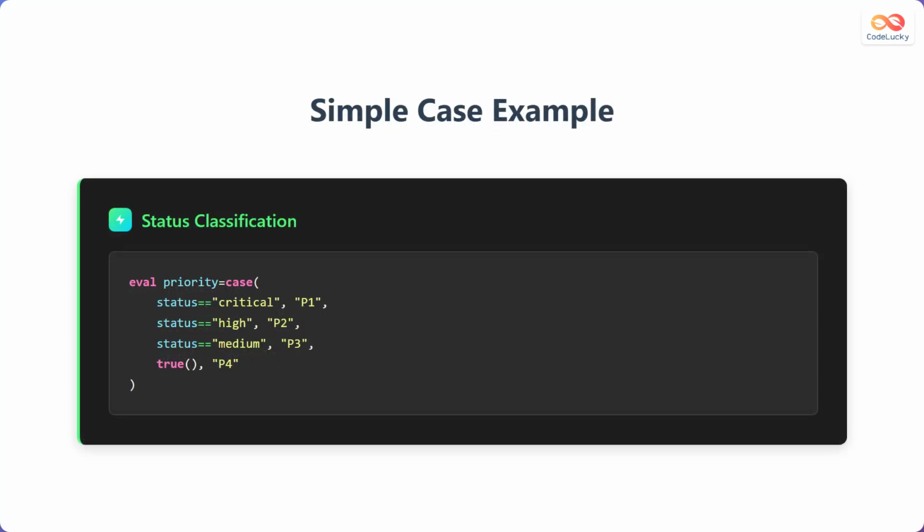Here's a practical example of status classification using the case command. We're evaluating a priority field based on different status values. If the status equals critical, we assign P1. If the status equals high, we assign P2. If the status equals medium, we assign P3. And finally, using true(), we assign P4 as the default value for any other status. This approach provides clear priority mapping for incident management.